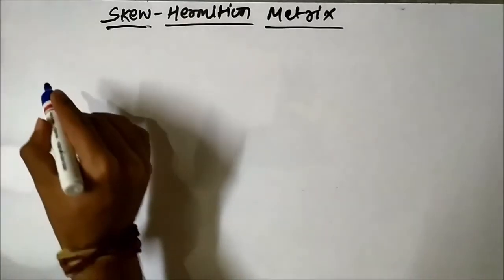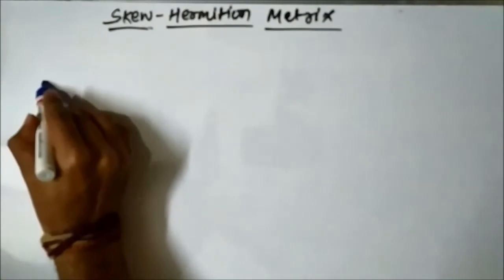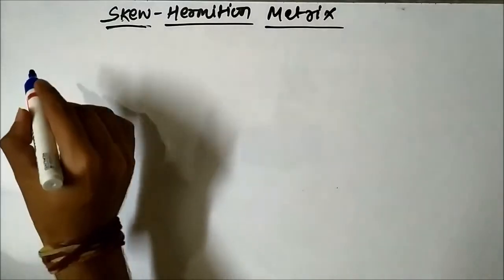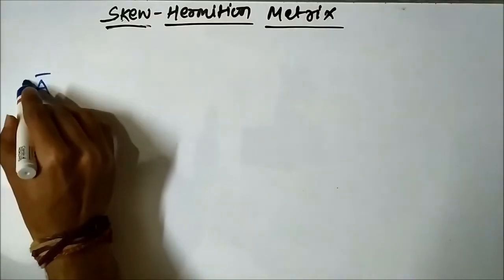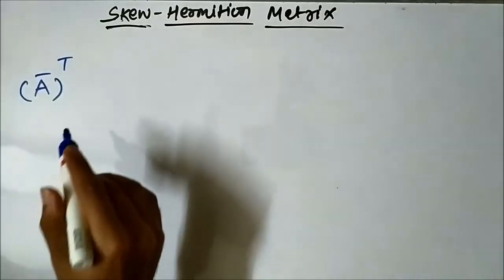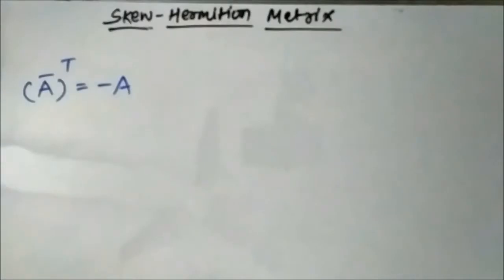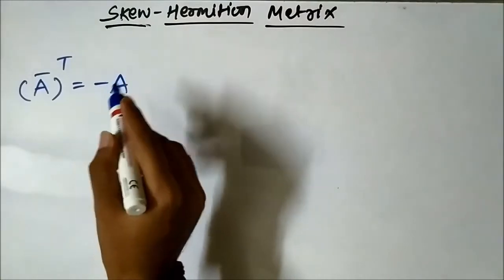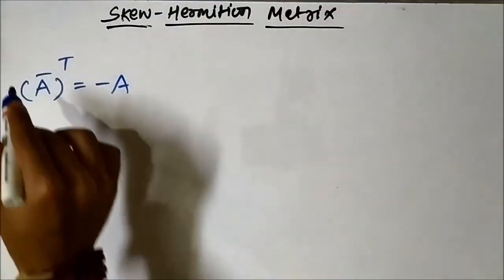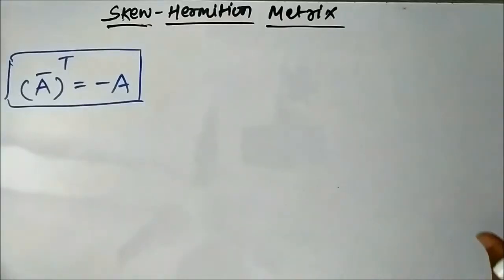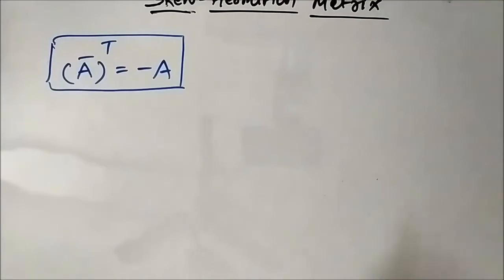Now a matrix, let's say A, will be called Skew Hermitian if the transpose of its conjugate is equal to minus A, meaning the negative of the same matrix, meaning each and every element of the matrix A will be multiplied by minus 1. If it satisfies this property, it is a Skew Hermitian matrix. This is the basic property of a Skew Hermitian matrix.